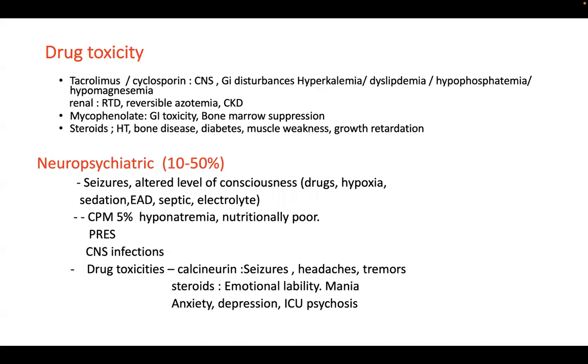Then the renal problems. Of course, renal toxicity is a major issue with the calcineurin inhibitors. You can get renal tubular dysfunction. You can get reversible azotemia, which immediately improves after you stop the calcineurin inhibitors. But in the long run, long-term calcineurin toxicity can cause chronic renal dysfunction and a CKD-like picture. These patients need to be taken off. You have to go for a calcineurin sparing strategy and use mTOR inhibitors like everolimus and sirolimus.